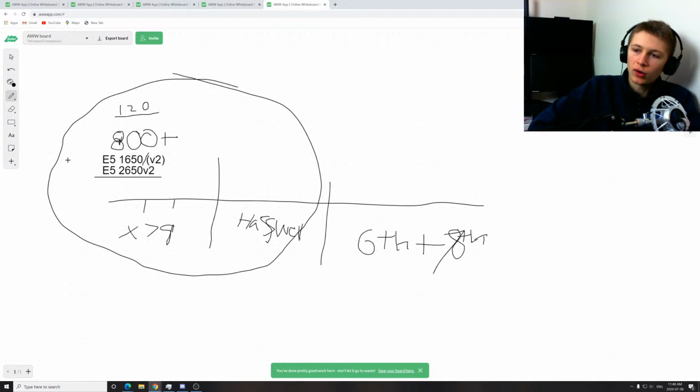I would personally avoid those 4-core, 4-thread CPUs. Now, this is one thing we want to consider if we're on a budget.